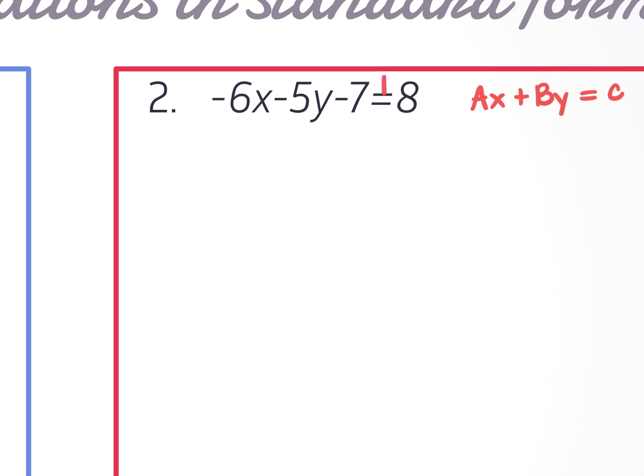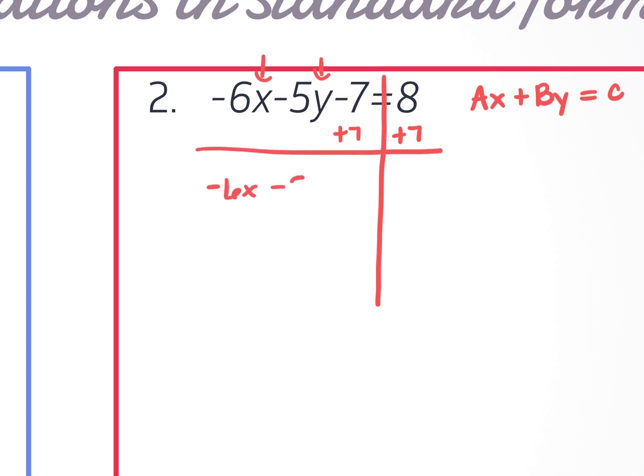Let's go ahead and draw our line down right here. I see I have an x over there, I have a y over there, and here's my x and here's my y, but I also have a minus 7. To get rid of a minus 7, I'm going to add 7 over here. If I add 7 on the left side, I also have to add 7 on the right side. So now I have a negative 6x minus 5y, and the 7's are gone, so we're just going to ignore those. And I'm going to say equals 8 plus 7 is 15. So then you have a 15 there.